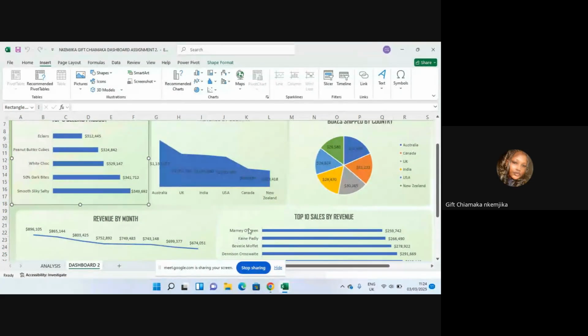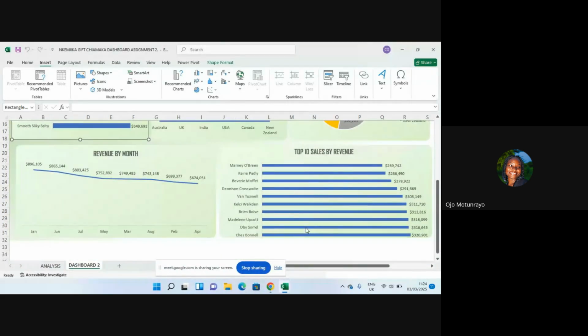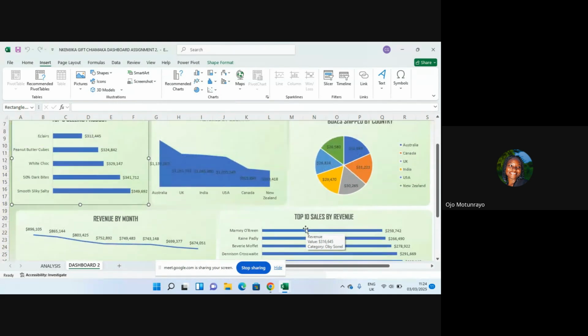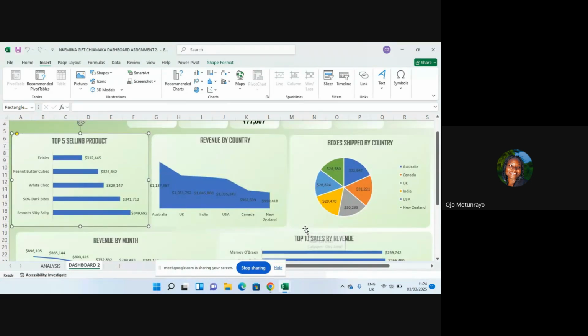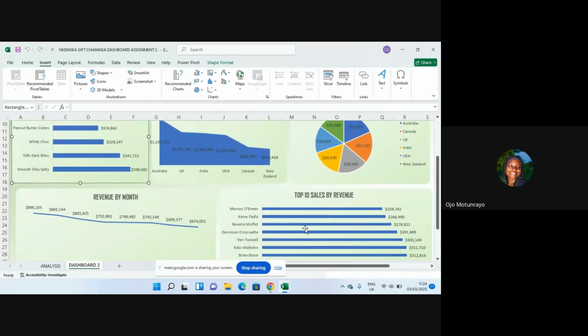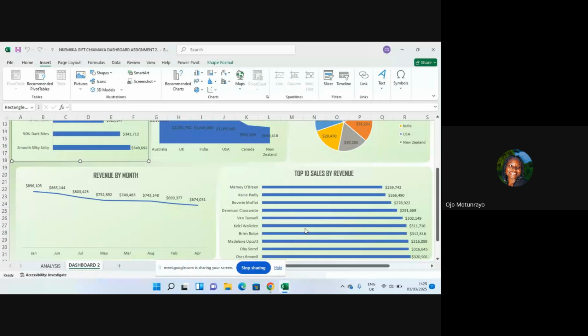Top 10 sales. Can you drag your stuff down? All right. Top 10 sales by revenue. And I think the color is not popping out enough. I'm talking about the charts, the infilling of the charts, that green.